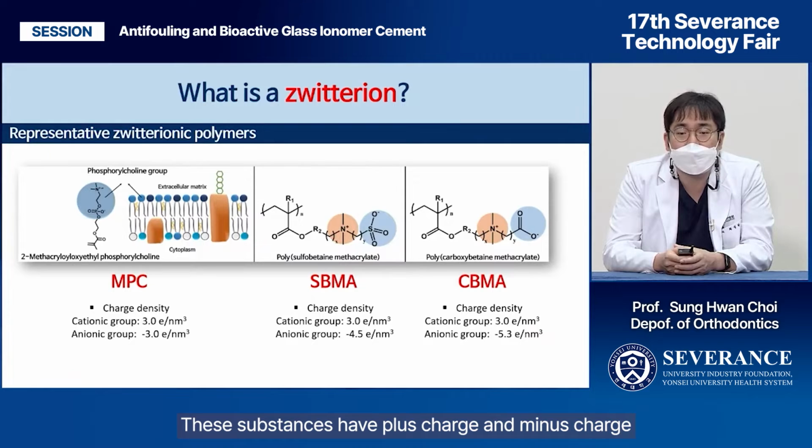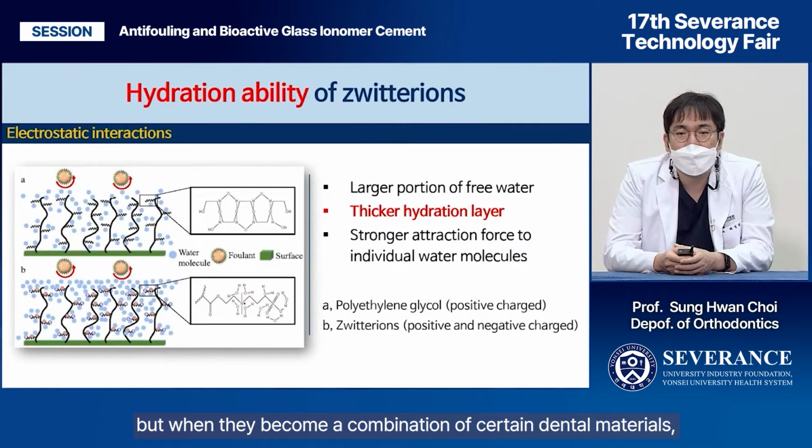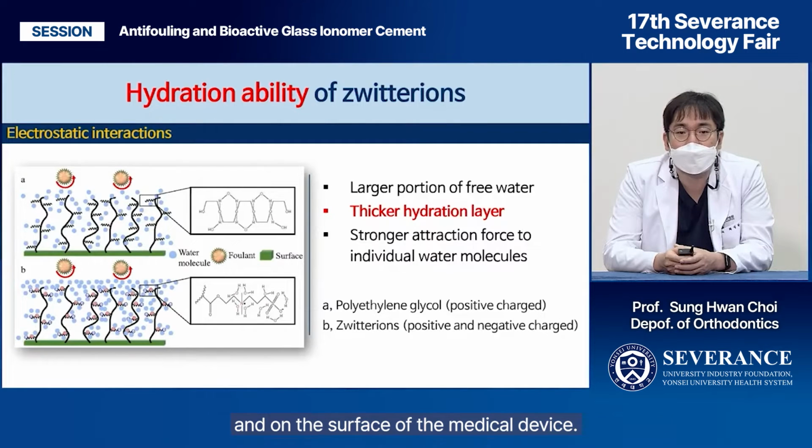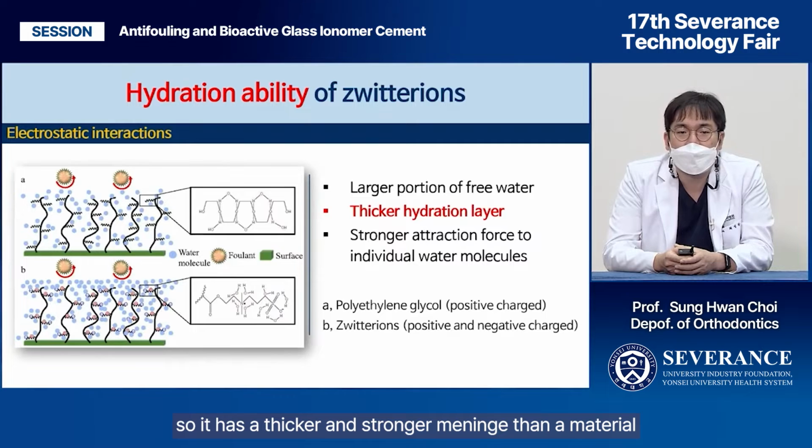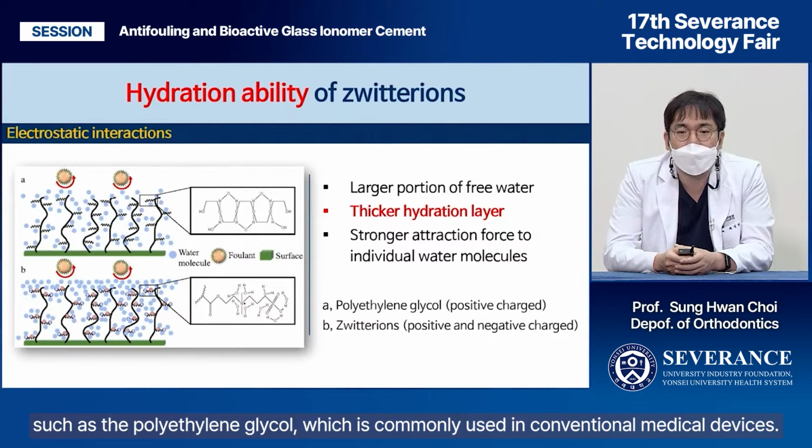These substances have a plus charge and a minus charge, and are electrically neutral by combining the two. But when they become a combination of certain dental materials, they form a very thick film on the surface of the dental material and on the surface of the medical device. When these membranes are formed, the membrane itself can prevent microorganisms from approaching. This is caused by a polar material with plus-minus charge, so it has a thicker and stronger membrane than a material that only has a positive charge on one side, such as polyethylene glycol, which is commonly used in conventional medical devices.